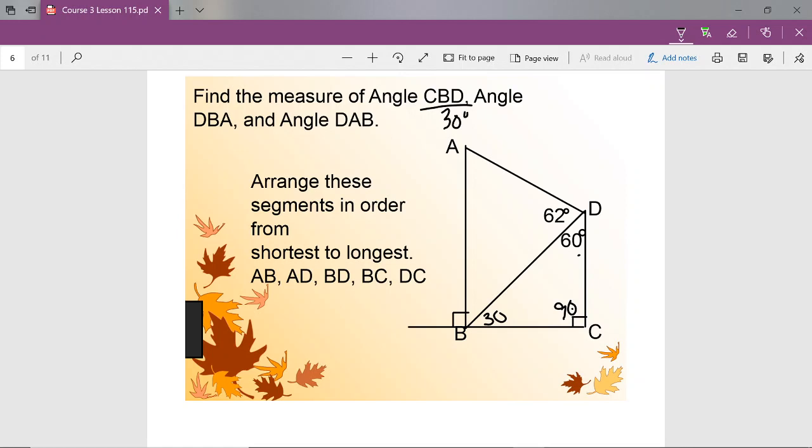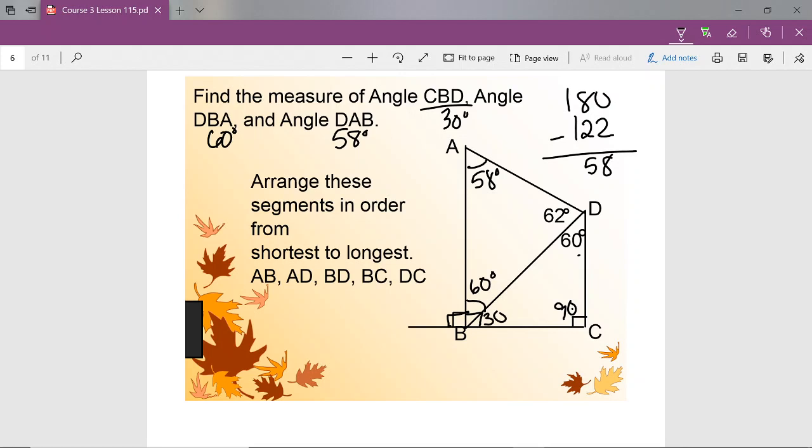From there, I can also make assumptions about this angle. Since this side is 90 degrees, this side has to be 90 degrees since we have a straight line here. So 30 and 60 degrees add up to 90 degrees. So this angle here of DBA is 60 degrees. And lastly, we want angle DAB, which is right here. Well, I have 60 degrees and 62 degrees, which add up to 122 degrees. If I have 180 total, then I would have 58 degrees left for that angle DAB. So we'll say 58 degrees for that one.